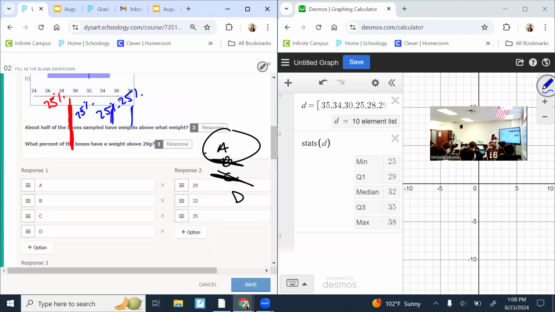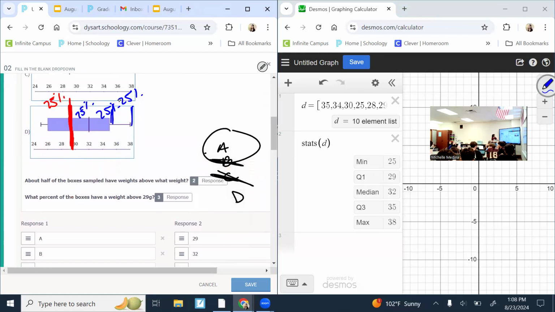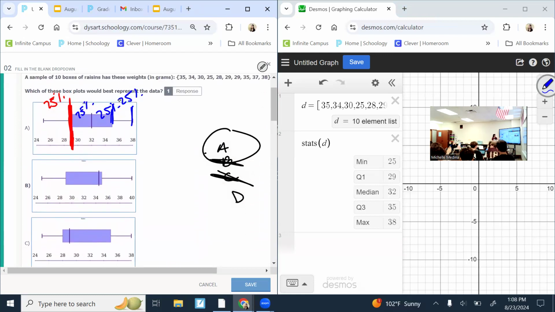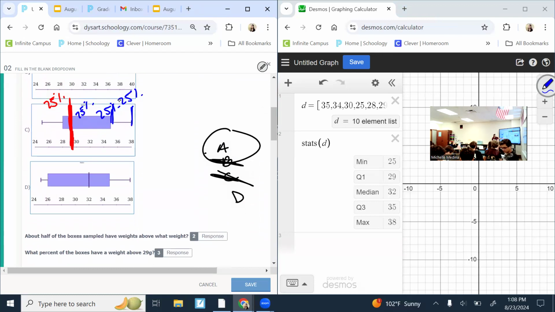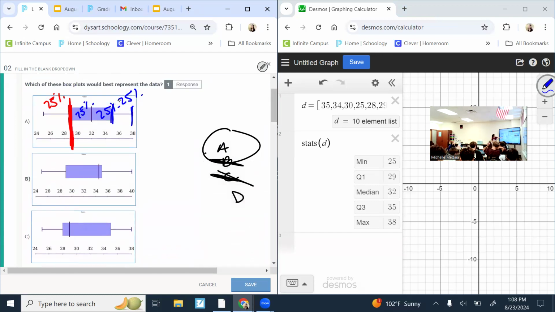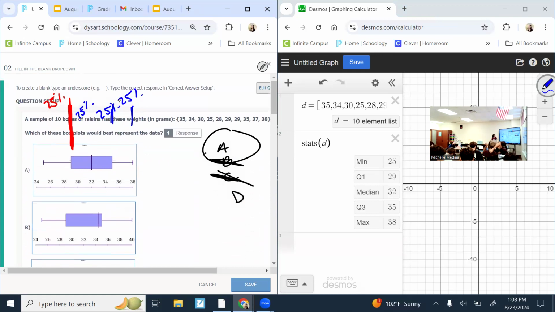And I kind of skipped one. About half of the boxes sampled have weights above what? So what's my halfway mark of my box plot? 32. So you would say above 32. This one, I think, is number 2. So A, 32, 75. Good.